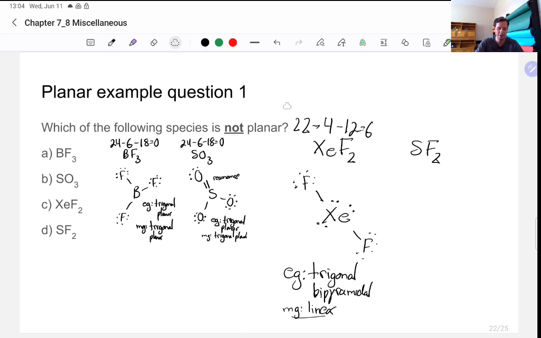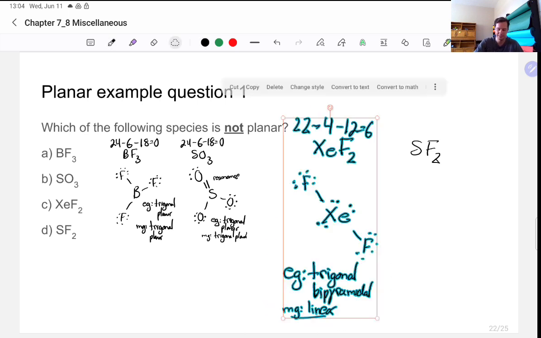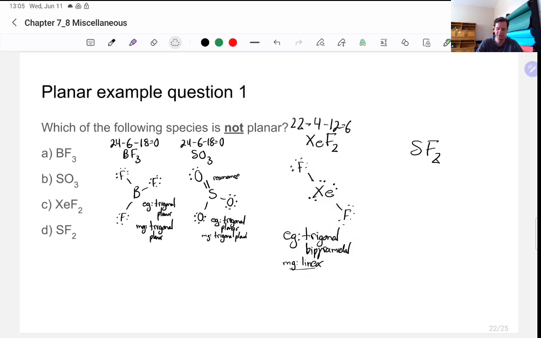So we haven't found our suspect yet. Unless we made a mistake, our suspect is still out there. So let's look at the last possible candidate. So we have SF2, that's going to be 20 electrons. And we have 2 single bonds, so that's minus 4.